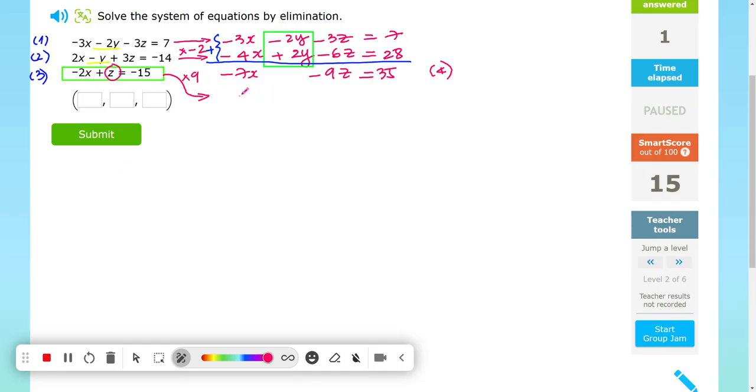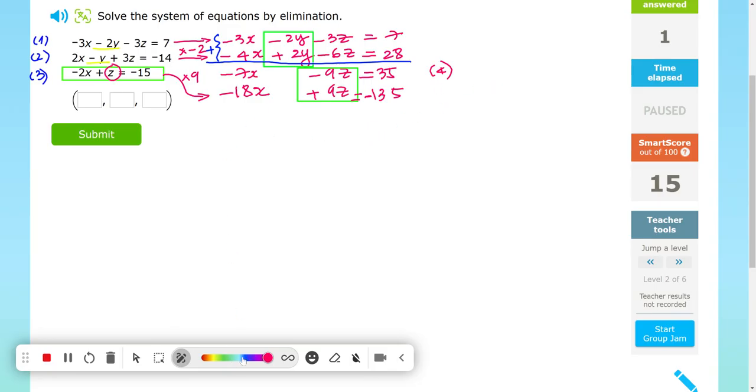Negative 2x times 9 becomes negative 18x. Z times 9 becomes 9z. And again, voila, the z part is opposite. You see that? The z part is opposite. And then negative 15 times 9. 9 times 5, 45. Remember 4. 9 times 1, 9, plus 4, 13. So negative 135.